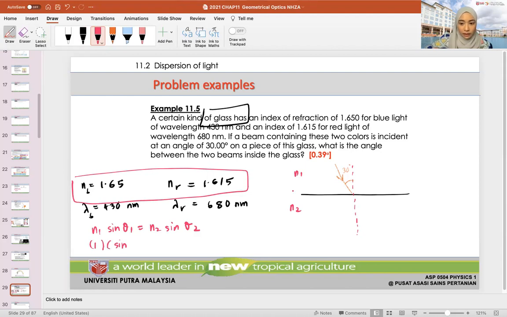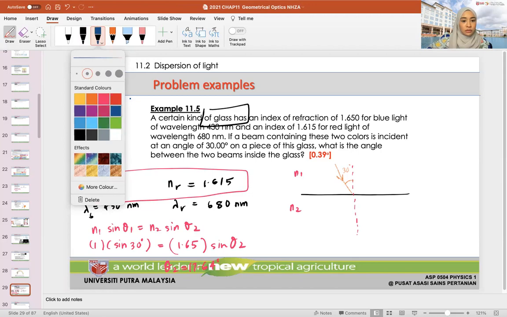The incident angle in air is 30 degrees. And N2, when it is blue light, is 1.65. And I want to know what the angle is for this blue light. So theta 2 is equal to 17.64 degrees. This is when you use blue light.